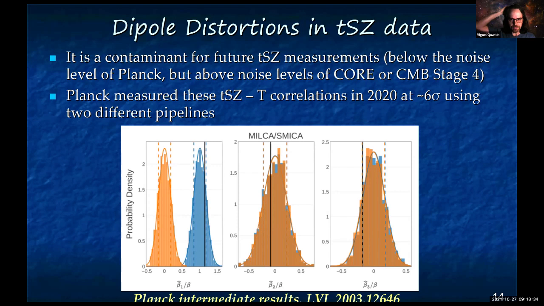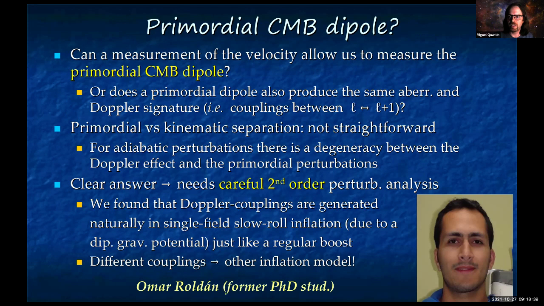Now, what about the primordial CMB dipole? Can a measurement of this velocity and these couplings allow us to measure the primordial CMB dipole? Or could it be that the primordial dipole also produces some aberration or Doppler-like signatures? So some couplings between L plus one. We have been pondering this question for some time.